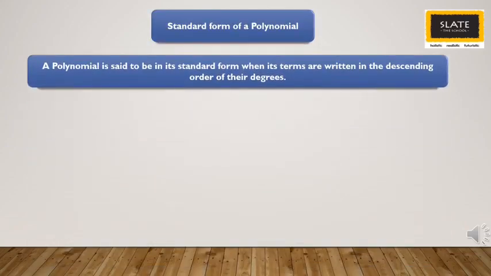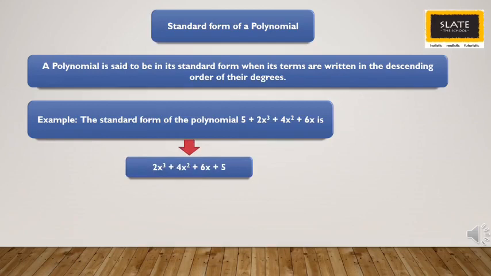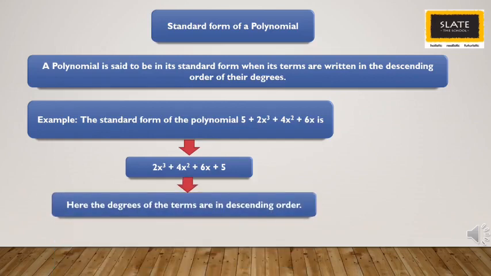Standard form of a polynomial. A polynomial is said to be in its standard form when its terms are written in the descending order of their degrees. For example, 5 plus 2x cube plus 4x square plus 6x is a polynomial. The standard form of this polynomial is 2x cube plus 4x square plus 6x plus 5. Observe here, the degrees of the terms are in the descending order. So, this is called standard form of the given polynomial.